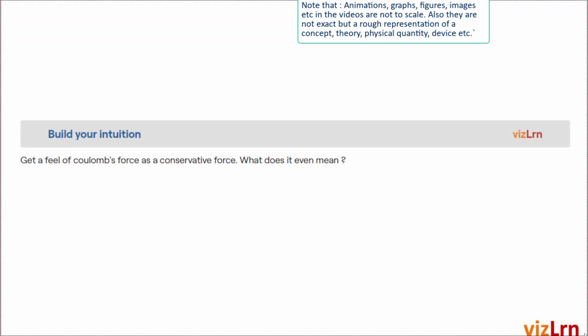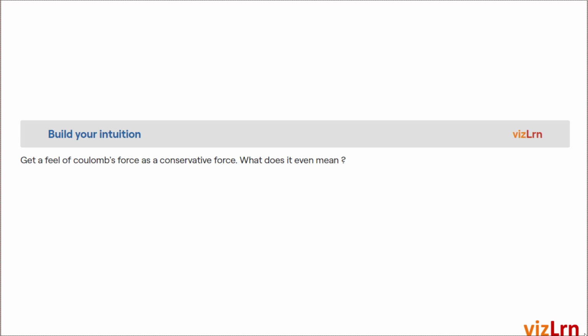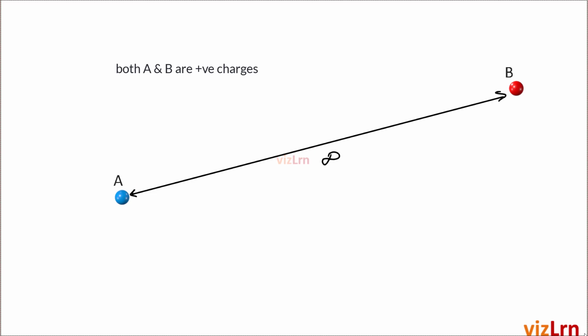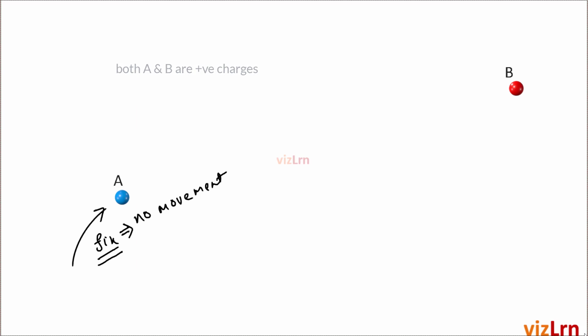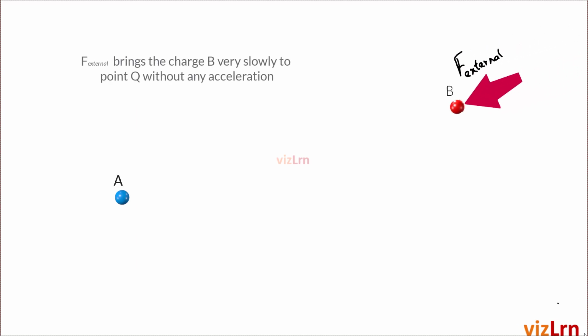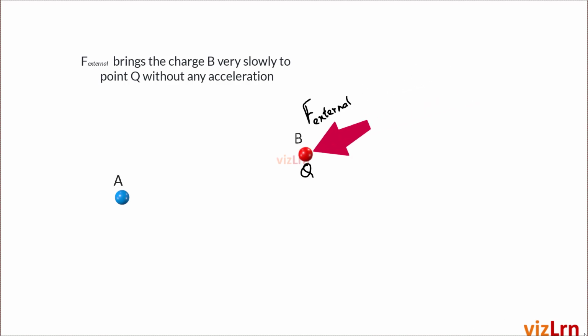Okay, so in this video, let us get a feel of Coulomb's force as a conservative force. So let's take 2 point charges, and both of them are at rest initially, and let's say they are separated by an infinite distance. Now let us fix the charge A so that it does not move, and let me apply a force to bring the charge B to the point Q, which is near A.